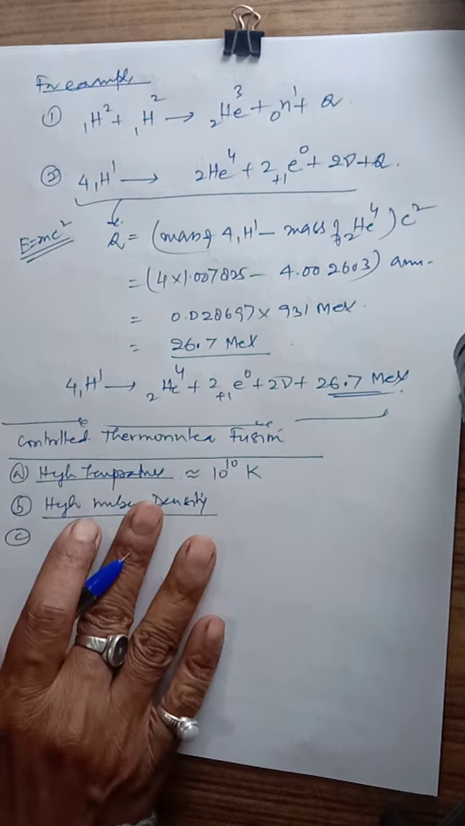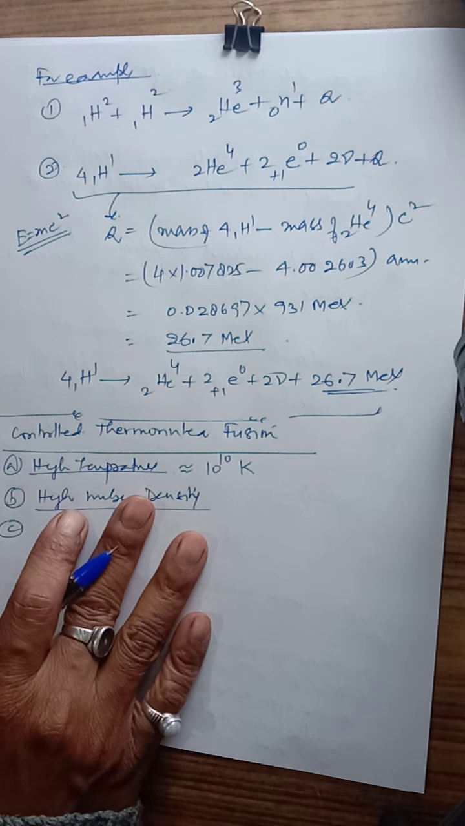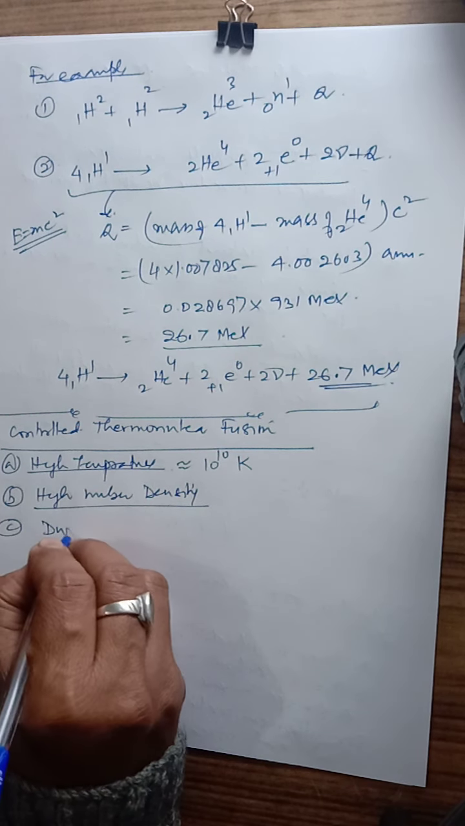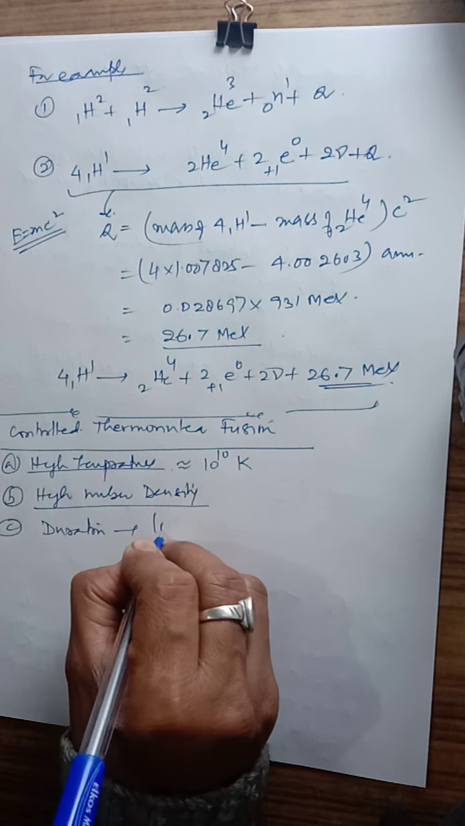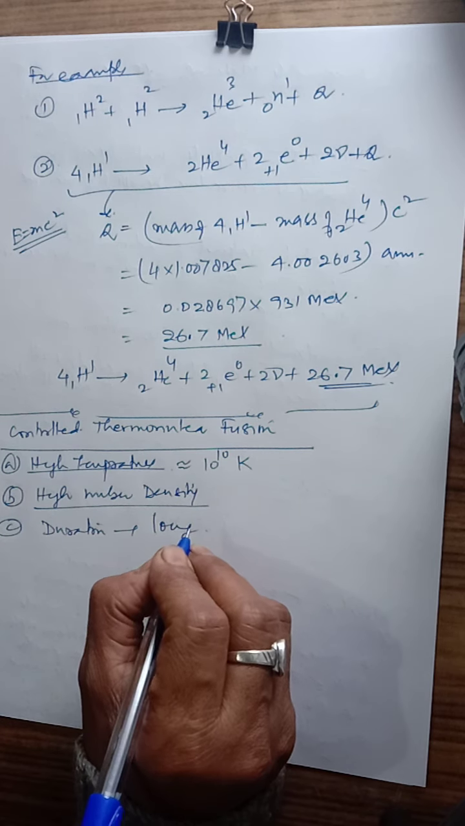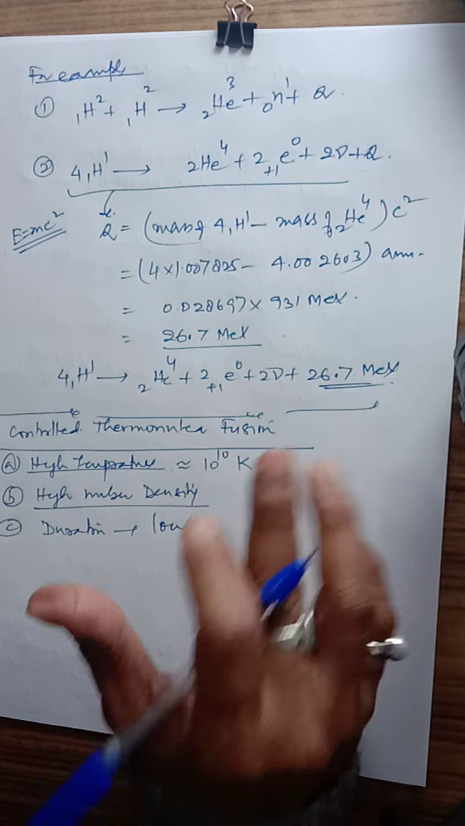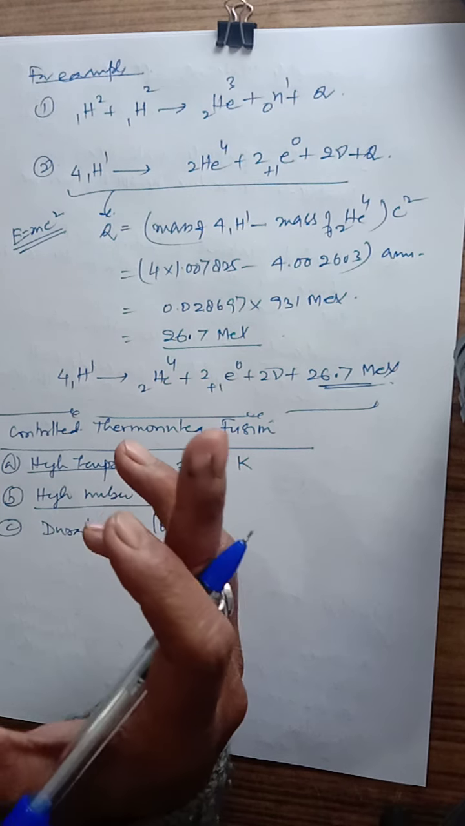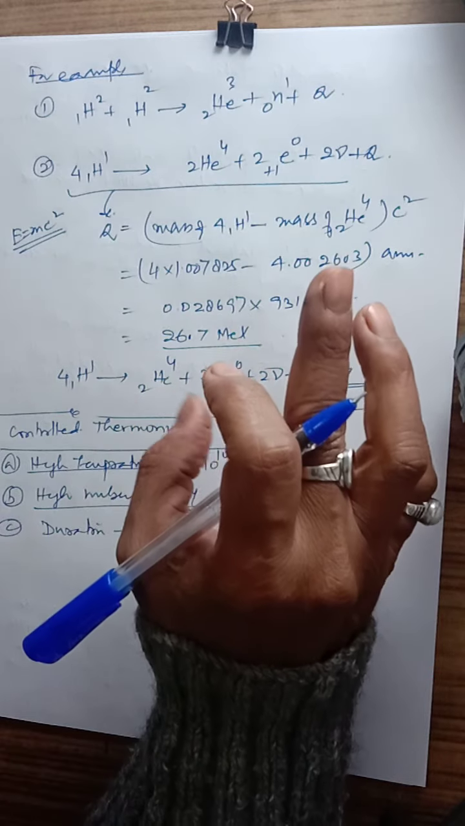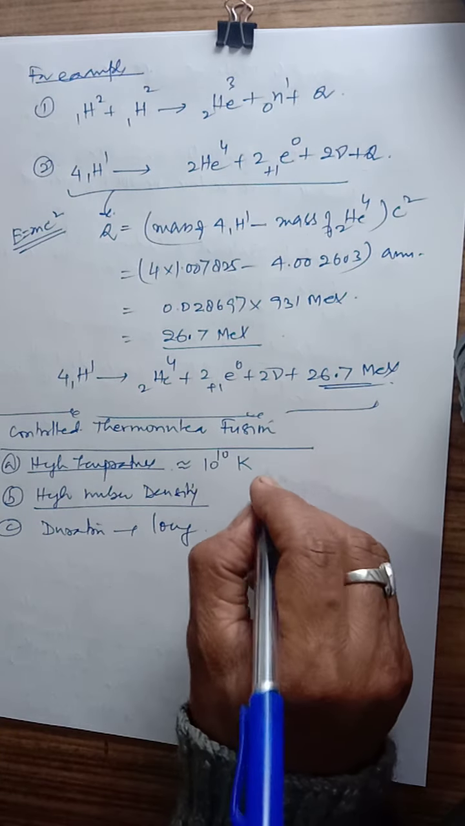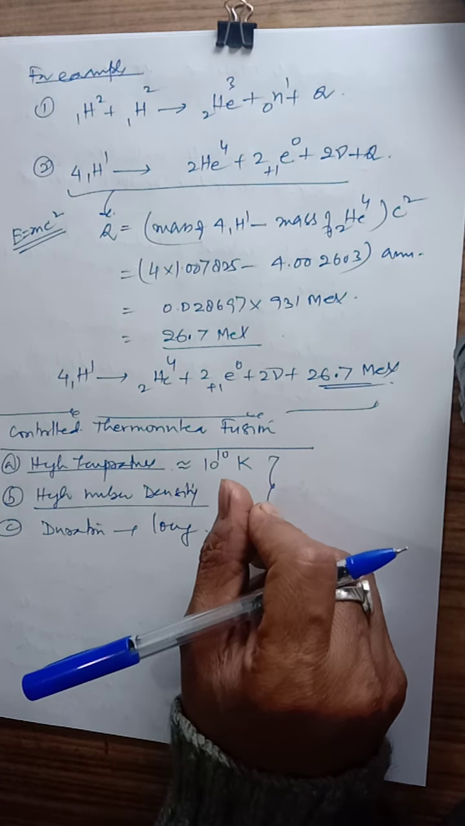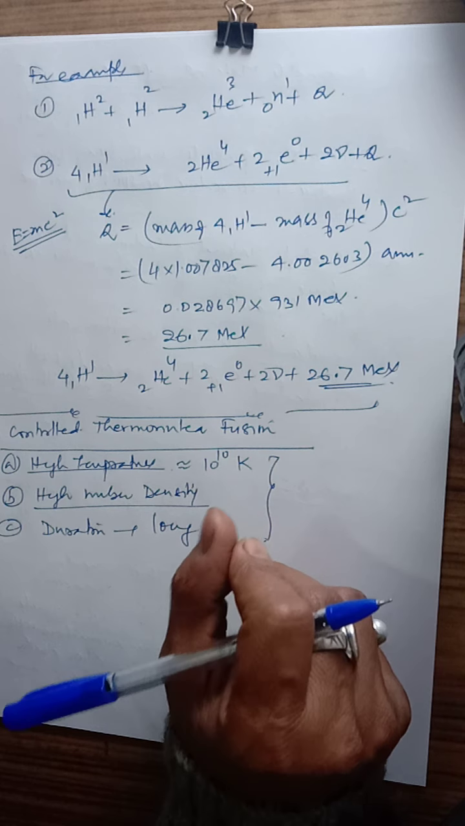The third one is the duration. It needs a long duration of such high temperature and high number density, so that the particles may be fused together. So it will take a long time. So these are some primary requirements for controlled thermonuclear fusion.